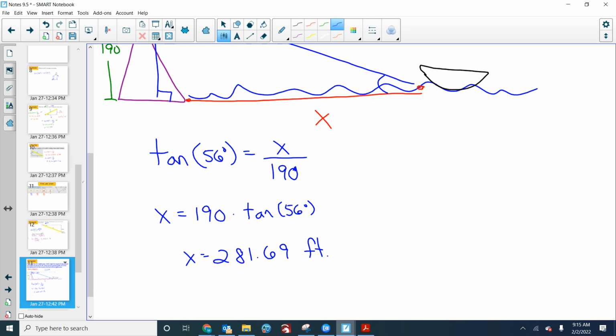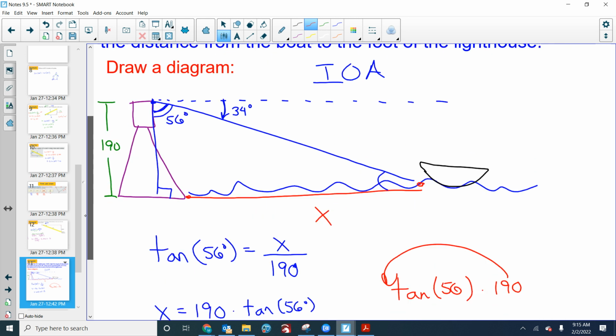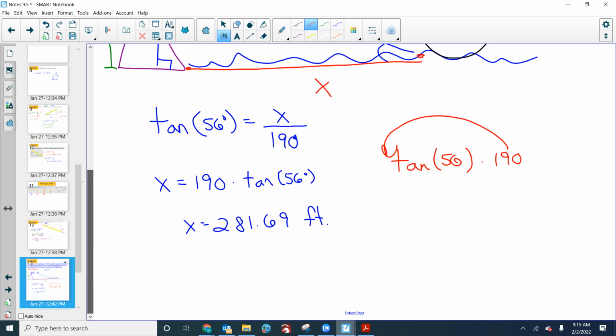I get 281.69 feet. Quick word of warning, it's going to happen to some people, and I don't want it to mess you up. What if you did this in your calculator? Tangent of 56, you didn't close the parentheses, and you did times 190. It messes you up, doesn't it? If you put the 190 after, you have to close the parentheses. If you put it before, it won't mess you up. I always put it before. Let's read. Did it say nearest tenth? So we're going to say 281.7 feet.